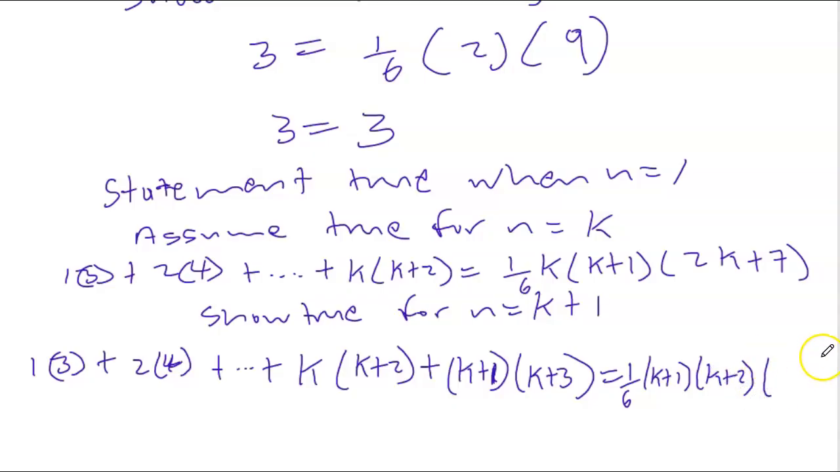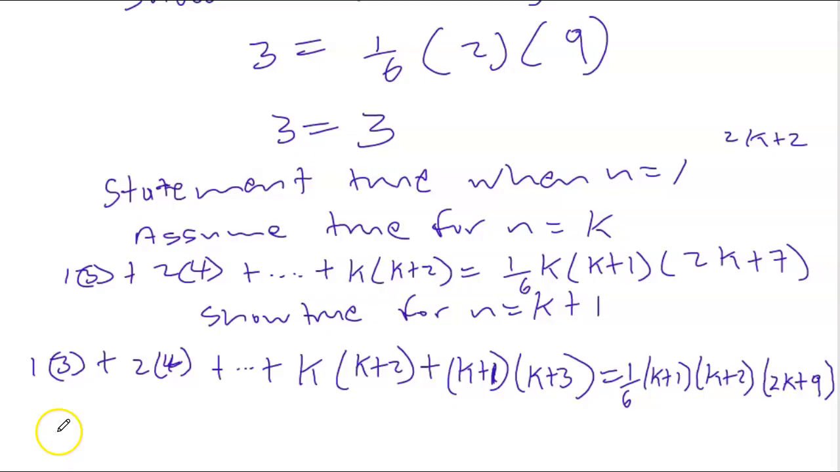And the bracket here at the end, currently we have 2k plus 7. We're replacing k with k plus 1. So 2 times k becomes 2 times k plus 1. And 2 times k plus 1, that's actually 2k plus 2. And if you add 7, that's actually 2k plus 9. So 2k plus 7 now becomes 2k plus 9, since you're replacing k with k plus 1. Now our job is to show that the left hand side is the same as the right hand side.